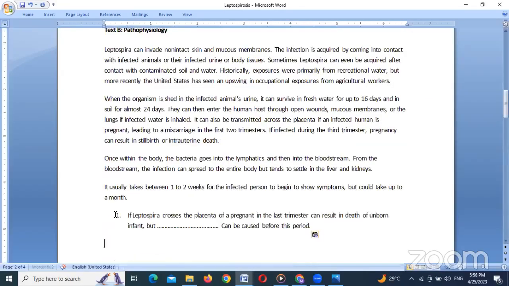Very good. So here is your question. Here is your text. Please try to find the answer and write in the chat. What is your answer? People on Facebook, please write your answers in the chat, okay? What is your answer?